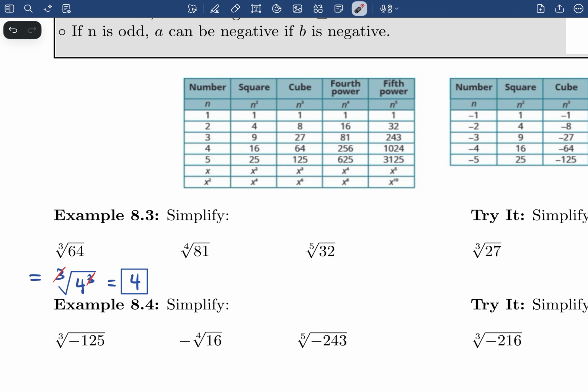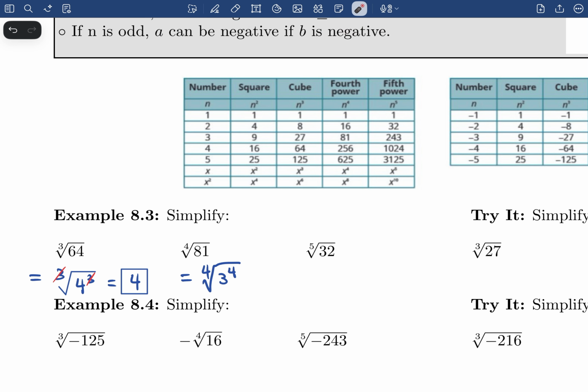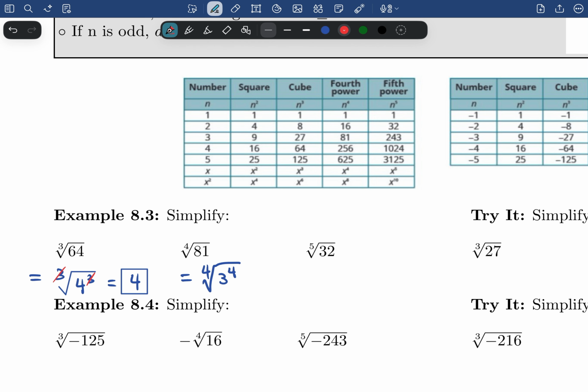All right, so what is the fourth root of 81? So maybe I go to my fourth power list, right? Because my index is 4, I go to 81. Well, the fourth root of 81 would be 3 because 3 multiplied by itself 4 times is 81. I could write this as the fourth root of 3 to the fourth to help my brain, right? Because 81 is 3 to the fourth. And then my index cancels the power, and my result is just 3.